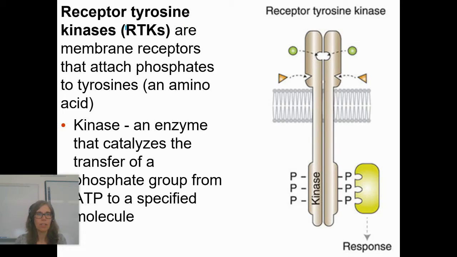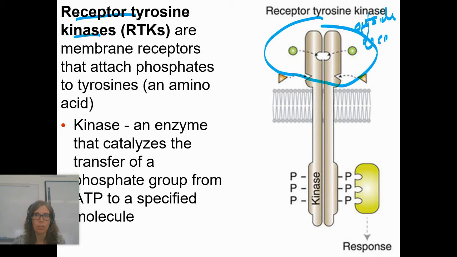Welcome to AP Biology. Today I want to talk about receptor tyrosine kinases. So these are receptors that you'll find in the cell membrane of cells, and they have an outer part here that's outside of the cell. We would call that the ligand binding domain.